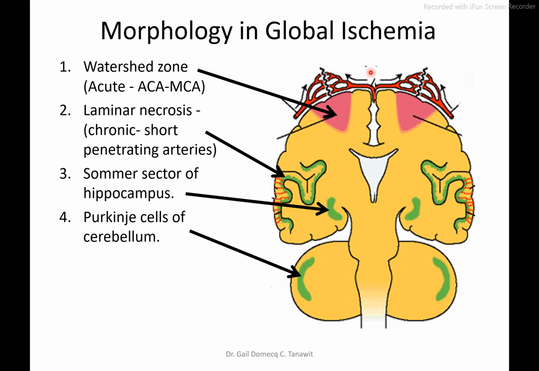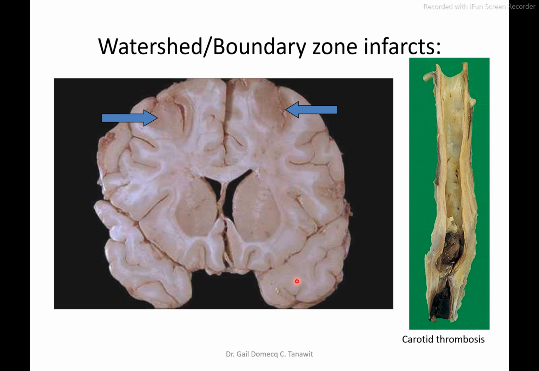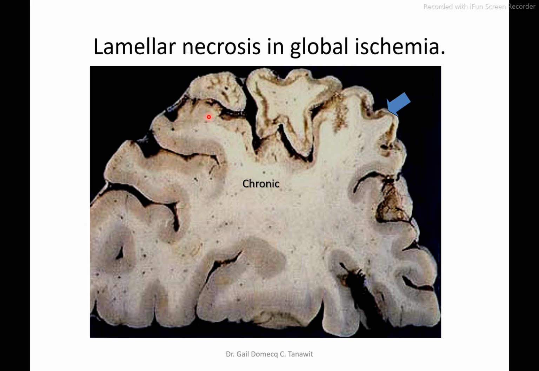Usually, the watershed zone. So it can be acute, usually due to the anterior and middle cerebral arteries. Laminar necrosis for short penetrating arteries. Some sector of the hippocampus can be affected, and the Purkinje cells of the cerebellum. This is the watershed boundary, the area that always loses blood supply. It's between the anterior cerebral artery and the MCA. Laminar necrosis and global ischemia here.